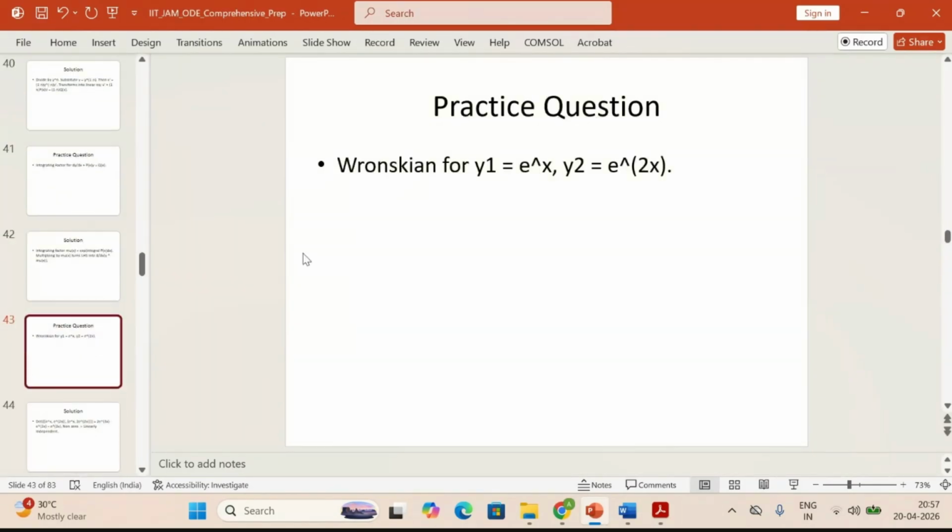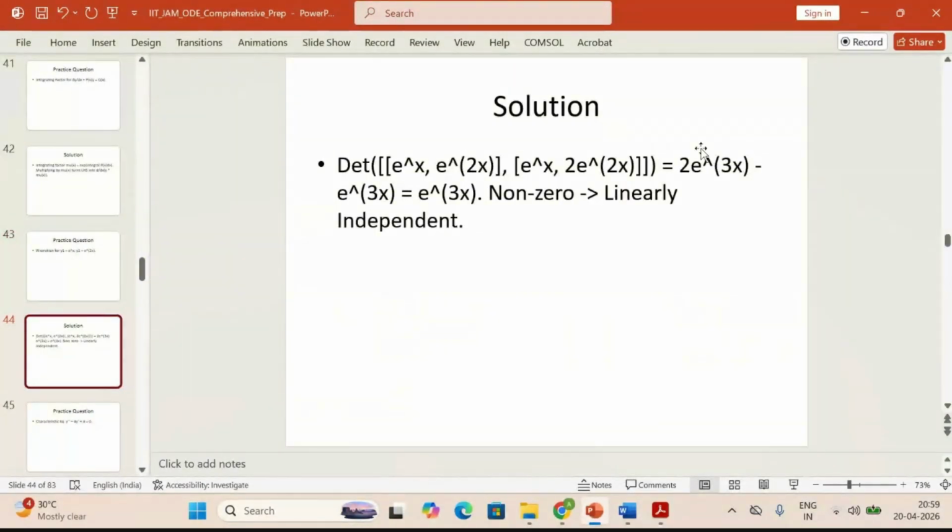Next question, what is the Wronskian for y1 equals e to the power x, y2 equals e to the power 2x? So it is the determinant of e to the power x, e to the power 2x, e to the power x, 2e to the power 2x, which is the derivative. That gives you 2e to the power 3x minus e to the power 3x, which equals e to the power 3x. It is non-zero, so they are linearly independent.